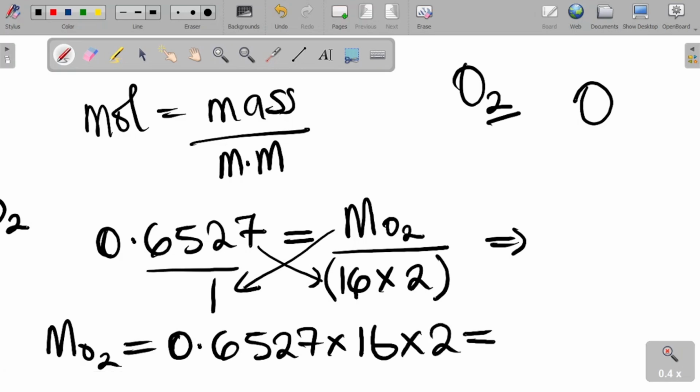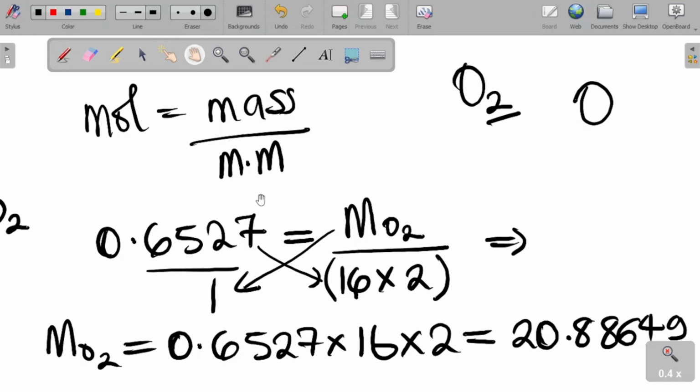So let's get this down and see what we get. From here, it becomes 0.6527 times 16 times 2. Our answer here will be equal to, what do we have here? We have 20.8864. Of course, in grams. We've gotten the mass of oxygen.